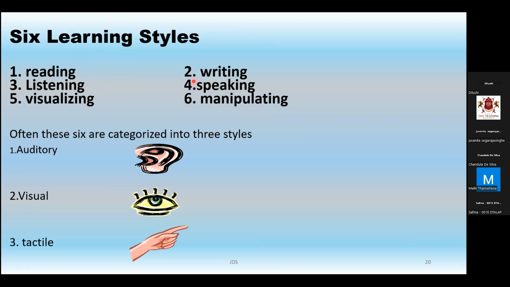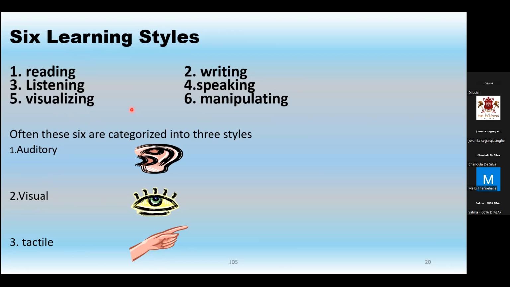All these 6 are categorized under 3 styles. Auditory style, right? Listening and speaking come together and you have the auditory learning style. Visual learning style. Reading and writing come under visual. Tactile, manipulating come under tactile, right? Visualizing can even come under visual, right?